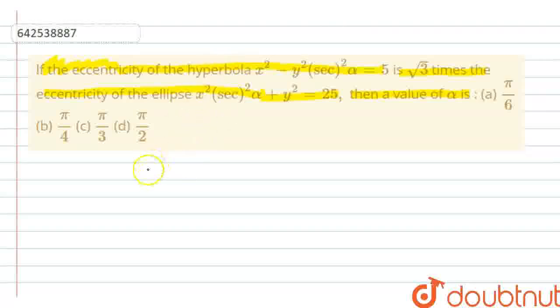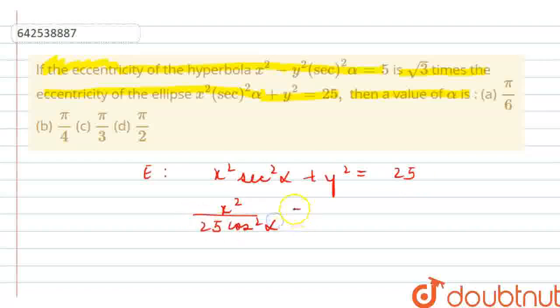So firstly, I am given the equation of ellipse, that is x square secant square alpha plus y square upon 25. So I am writing this secant square alpha in cos square alpha form, and I am dividing the whole by 25. So I get x square upon 25 cos square alpha plus y square upon 25 is equal to 1. So this is basically a square and this is b square.